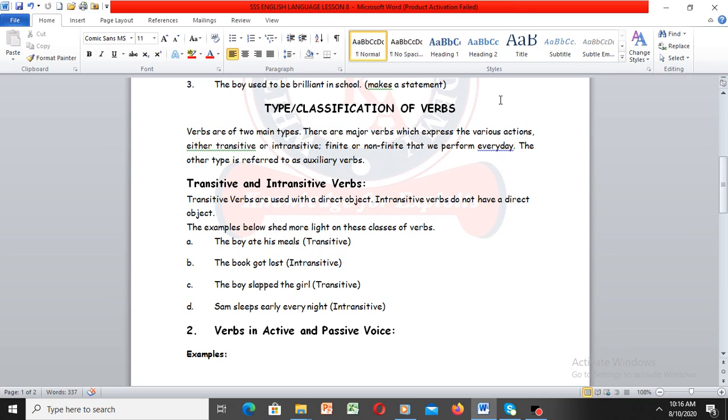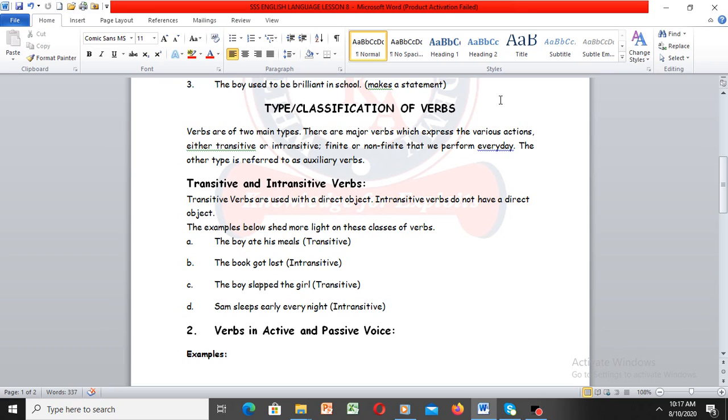Then 2. The book got lost. Intransitive. There is no direct object. 3. The boy slapped the girl. The girl here is the direct object, so it's transitive. Sam sleeps early every night. Intransitive. We don't have a direct object in that sentence. Okay.